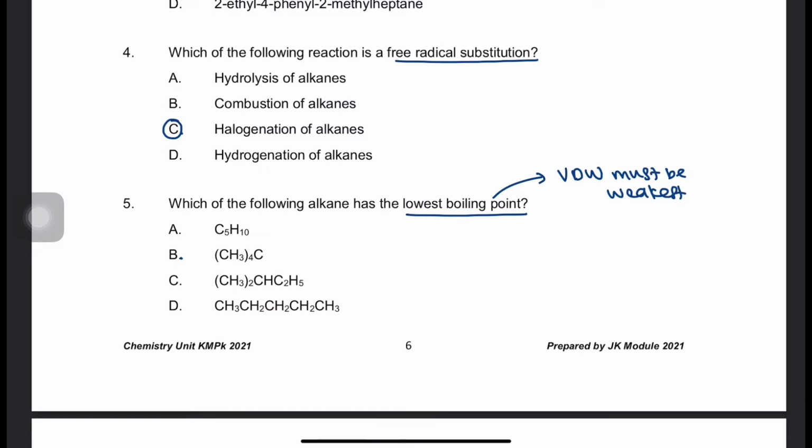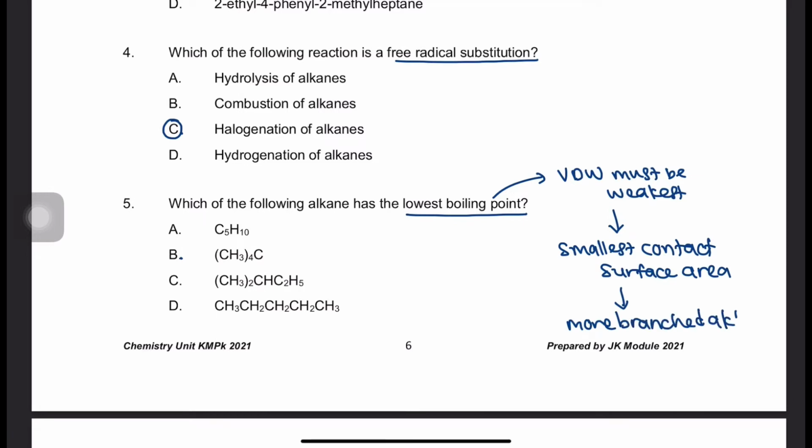The weakest van der Waals force comes from the smallest contact surface area. So now all you have to do is see which of the following has the least contact surface area. Least contact surface area is usually not cyclics, but more branched alkanes, which are spherical and compact. So we have to find which of the following is the most branched.